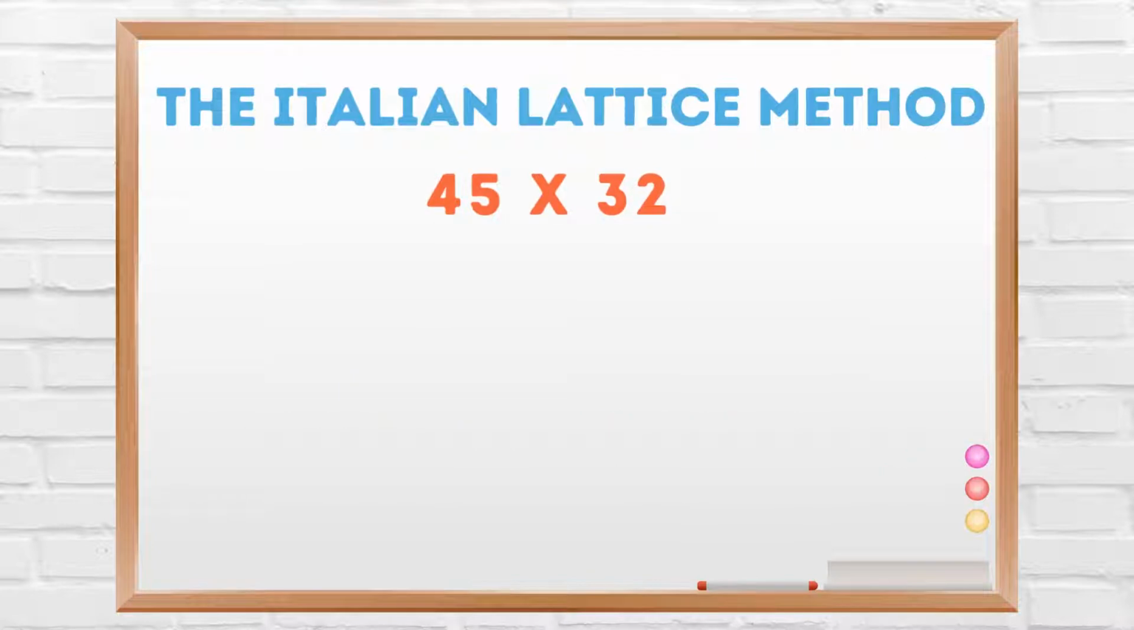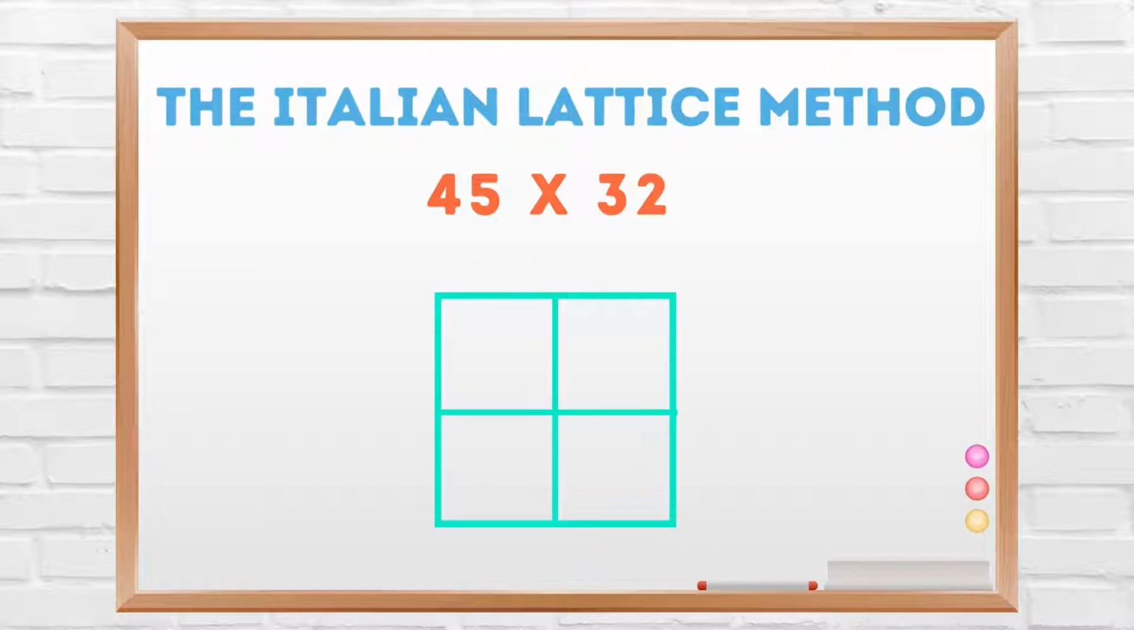The first step is to draw our lattice. We will draw a grid that matches the number of digits we have. In this case, 45 and 32 are 2-digit numbers, so we will draw a 2 by 2 grid. Then draw diagonal lines in each box that go from the bottom left-hand corner to the upper right-hand corner of the boxes. The second step is to label the lattice.